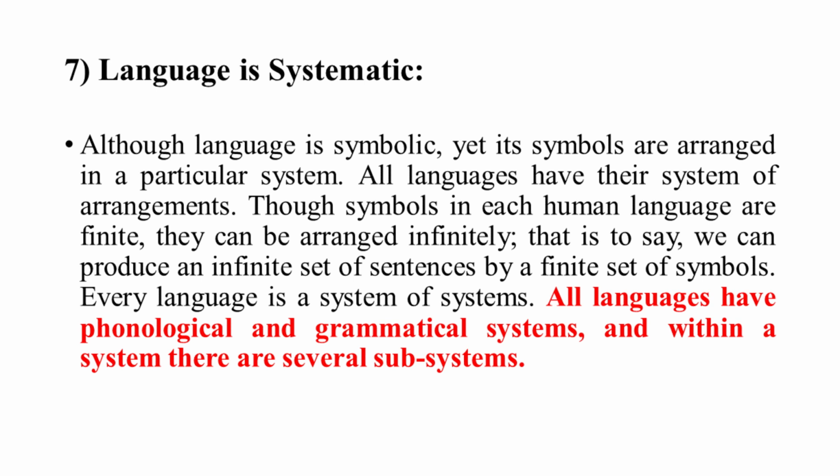Next, language is systematic. Although language is symbolic, yet its symbols are arranged in a particular system. All languages have their system of arrangements. Though symbols in each human language are finite, they can be arranged infinitely, that is to say, we can produce an infinite set of sentences by a finite set of symbols. Every language is a system of systems. All languages have phonological and grammatical systems, and within a system there are several subsystems.